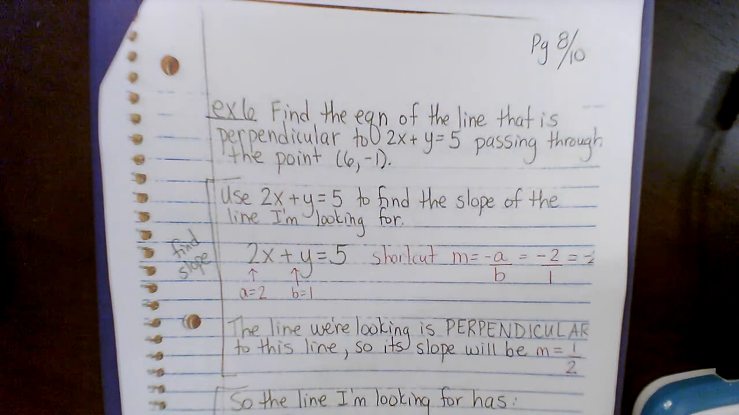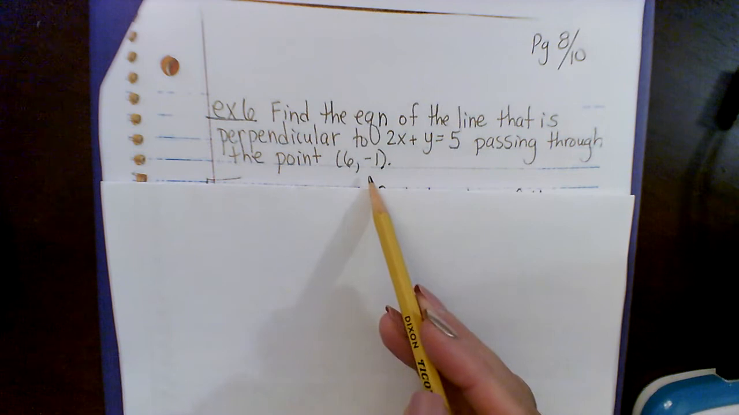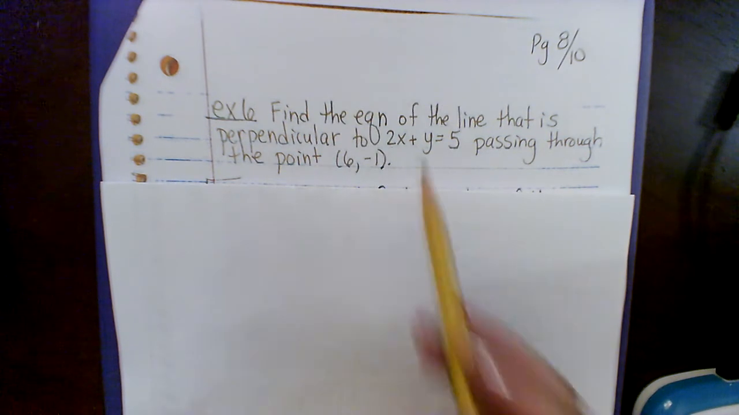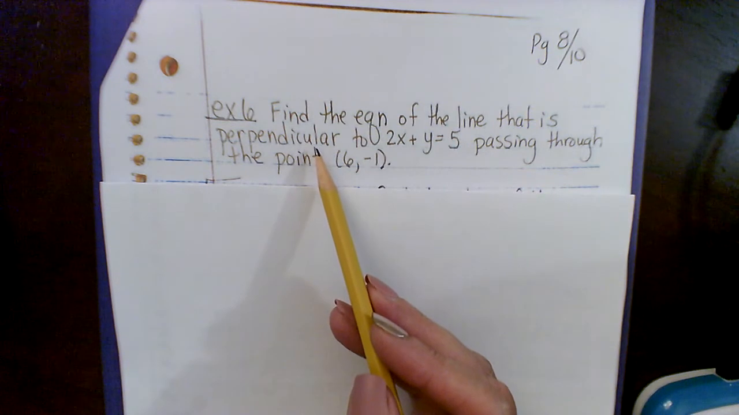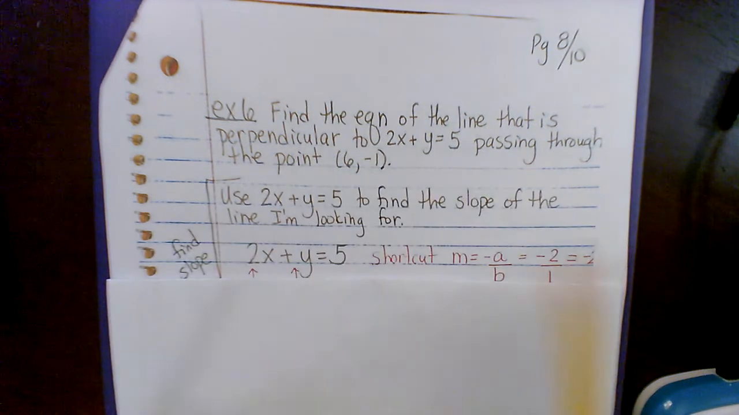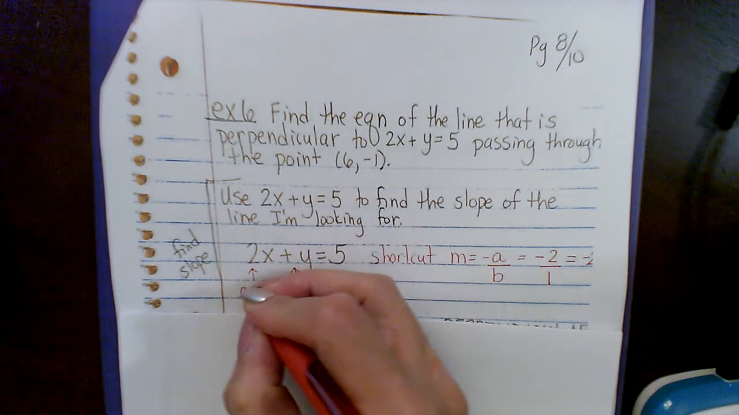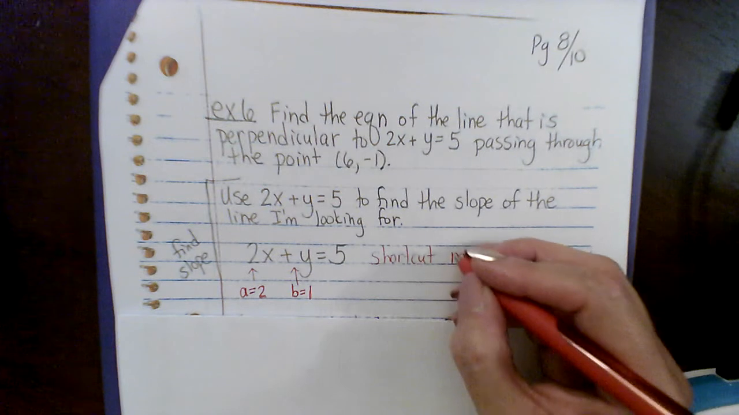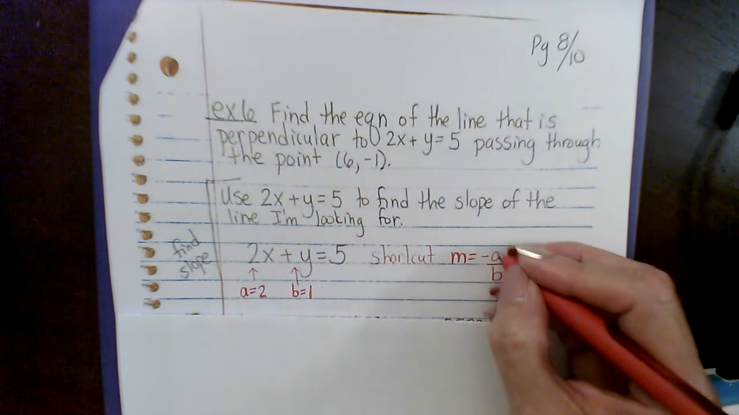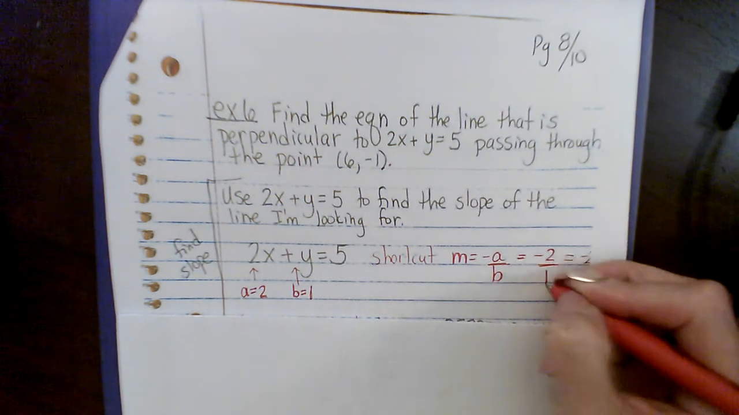Okay, example 6. Let's find the equation of the line that is perpendicular to this line and passes through this point. Same process as before. I'm going to find the slope of this line, and because this is perpendicular, I'm going to use the opposite reciprocal. So first things first, I need to find the slope. Because it is in standard form, a lot of these are given to you in standard form. That's why that little shortcut, that -a over b, is so glorious, because it is so much easier than trying to get the equation into y equals mx plus b form. So this little shortcut is nifty skippy.